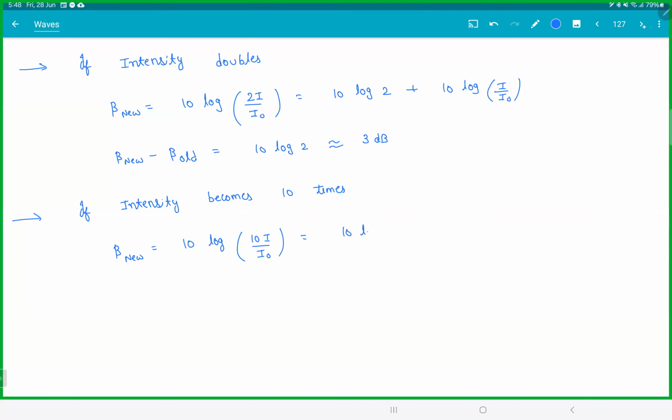And this would be 10 log 10 plus beta old. So the difference in decibels would be 10. That means for every 10 decibels, intensity becomes 10 times. So for example, if you say the intensity goes from 50 decibels to 100 decibels, if here the intensity is I, here the intensity is 10 power 5 I, it's 1 lakh times. It just didn't become double. So that's the intensity thing in decibels. Have a look at this.